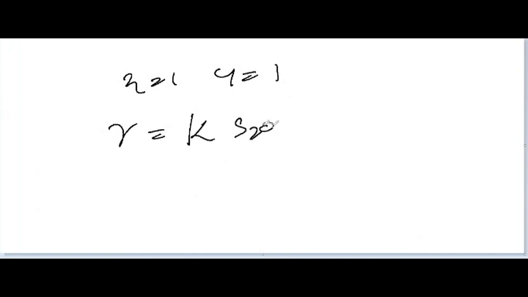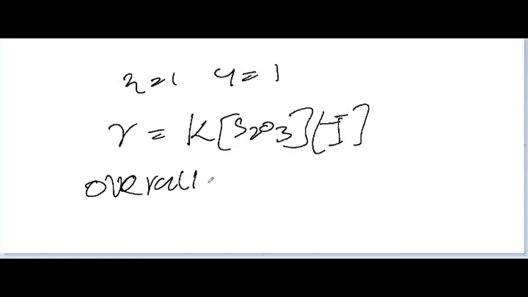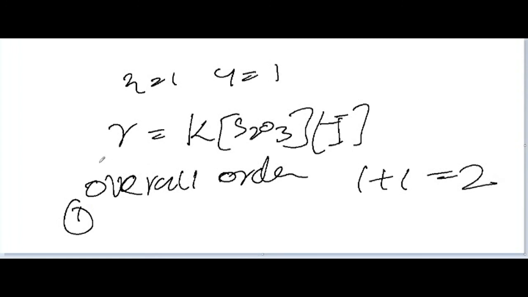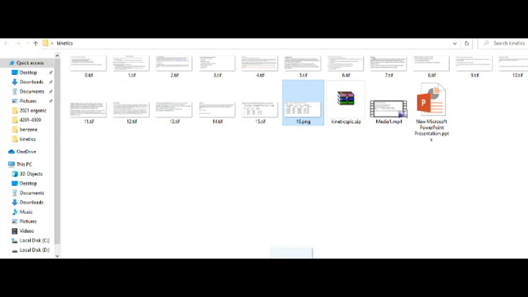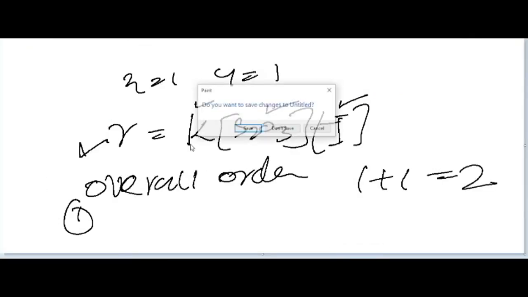Therefore we can write rate equals K times S2O3 and I minus. So this is the order. When considering the overall order, 1 plus 1 is 2. If you want to find the value of K, substitute data from any experiment, and then you can find K. So for now consider the first experiment. You know the value of R, you know the value of thiosulfate, you know the value of iodide, then you can find K. This is very simple. And now I am going to move on. If you have any question, ask me, okay, in the group also.